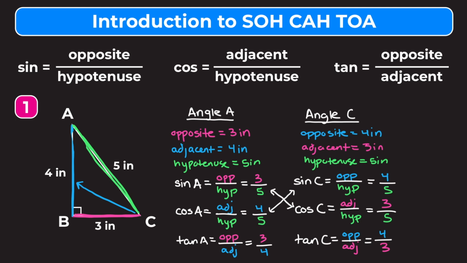And then if you look at the tangents, you may notice that they're reciprocals. The tangent of angle A is 3/4, and the tangent of angle C is just that fraction flipped upside down, which is 4/3. And again, this is always going to be true as well.